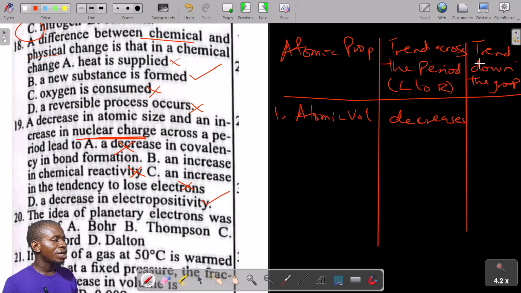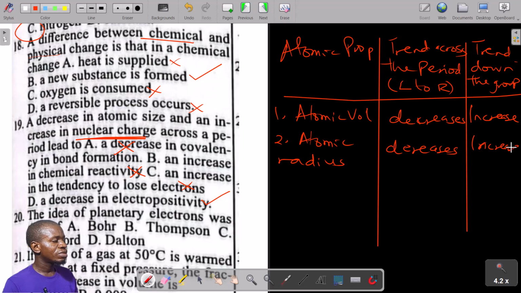So down the group is going to be what? Increase. So you see that. Then the next one that I'm going to talk about is called atomic radius. For atomic radius, what happens across the period? It decreases. Then it also increases down the group.